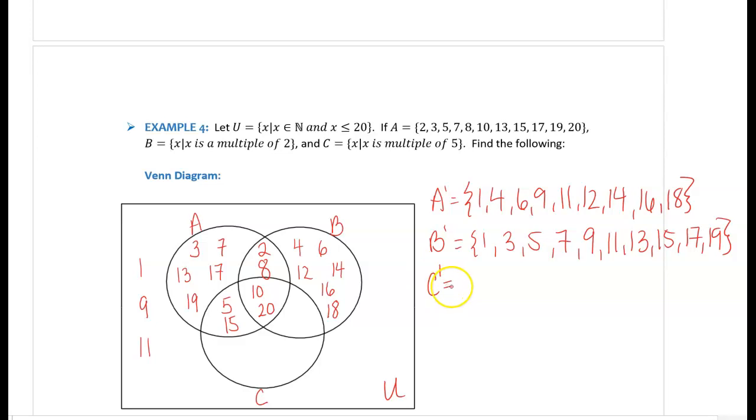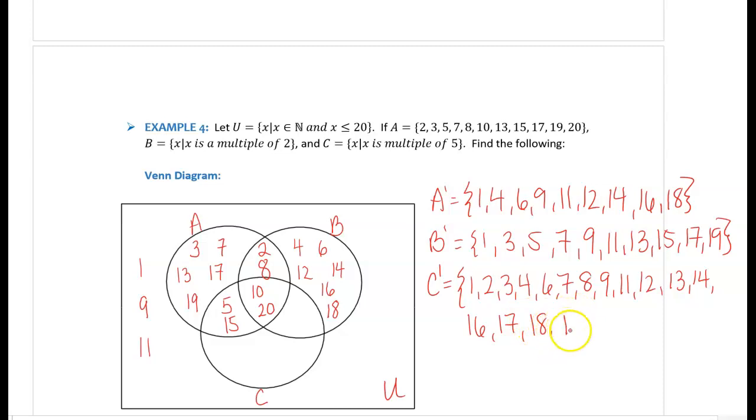C prime we need to find. So we know that C is the multiples of 5. So if we're looking at our universal set, which is natural numbers less than or equal to 20, we need to take out the values that are multiples of 5. So we're left with 1, 2, 3, 4, 6, 7, 8, 9, 11, 12, 13, 14, 16, 17, 18, and 19.